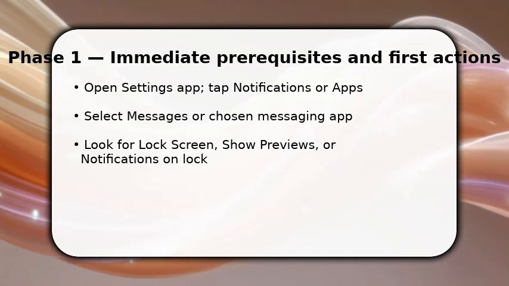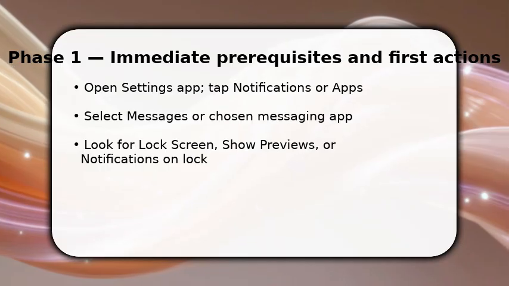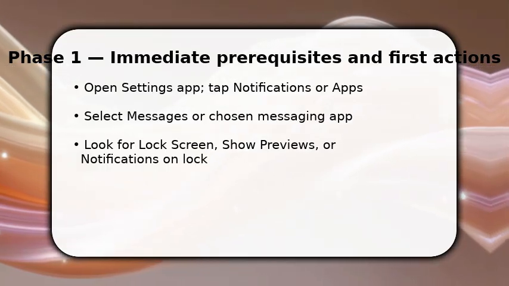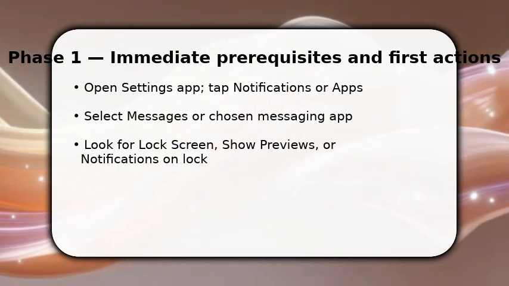Enjoy the video. You begin in Settings, open Notifications or Apps, then pick your messaging app. Tap into Lock Screen or Notifications on Lock, and you'll see Show Previews. Change Show Previews from Always to When Unlocked or Never.